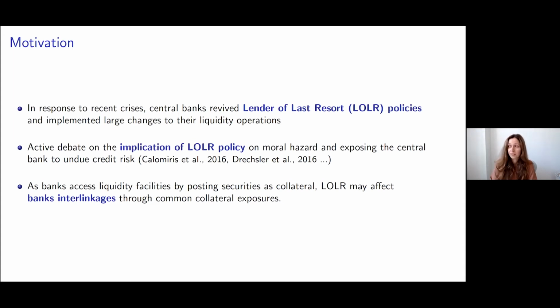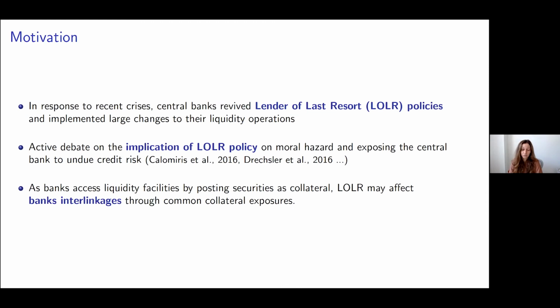In this paper, we're going to take a slightly different angle, and specifically, we're going to focus on the following. We know that banks access liquidity facilities at the lender of last resort by posting securities as collateral.